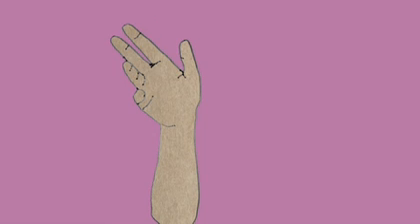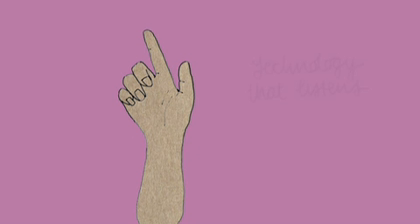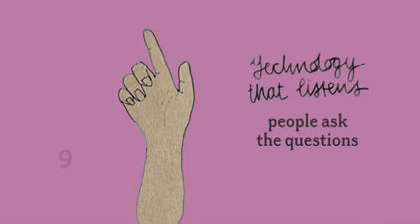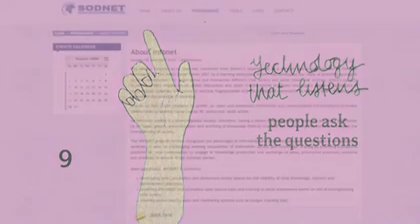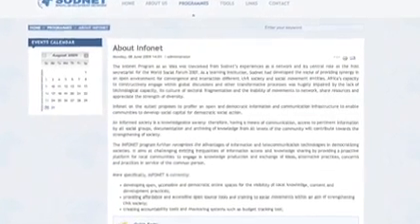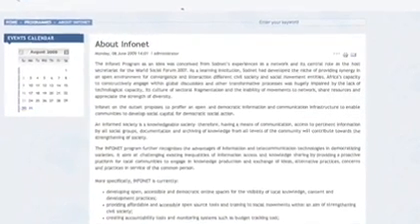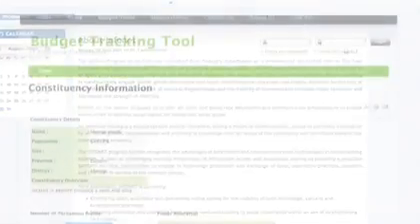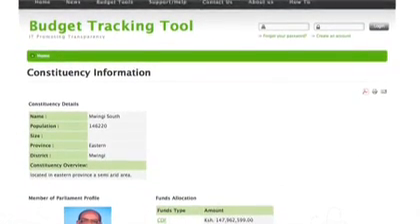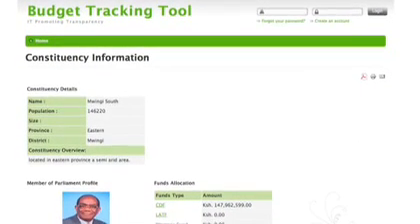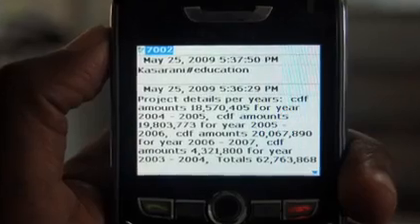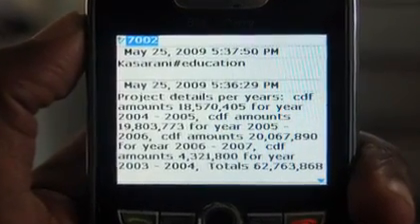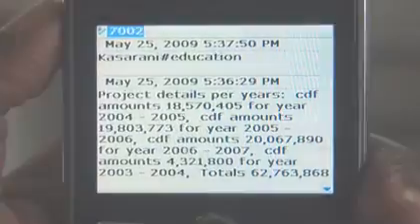Technology that listens is technology that responds to individual information needs. One example is Infonet's budget tracking platform, which allows people to send free SMS inquiries about the allocation of funding for development projects in their local area. Citizens can then contact social watch groups to assess if funds have been spent in the way that was intended.